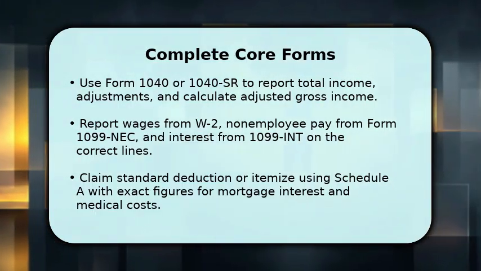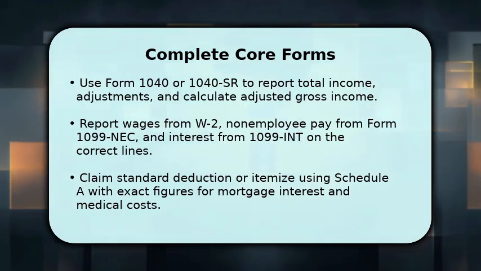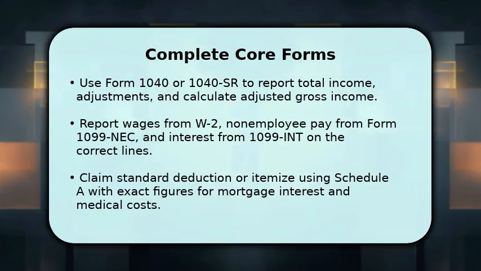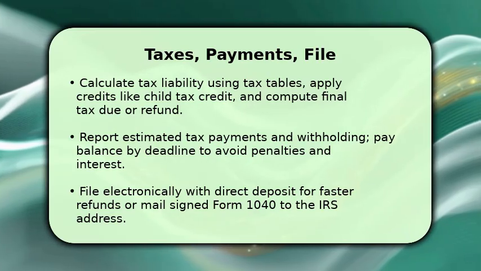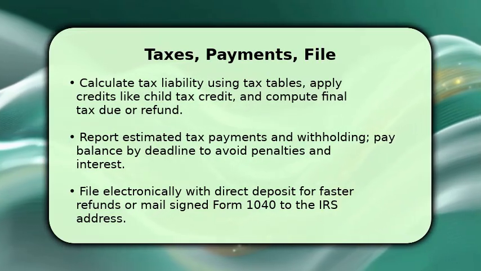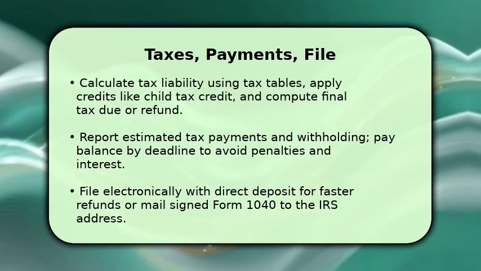Decide between the standard deduction or itemizing. If itemizing, complete Schedule A with exact figures. Then compute your tax using the official tax tables or software, and apply non-refundable and refundable credits, such as the child tax credit, to find your final tax liability.